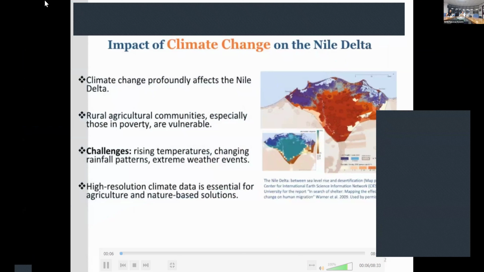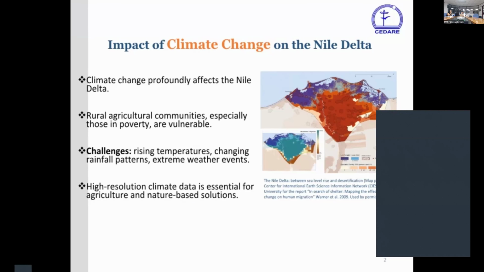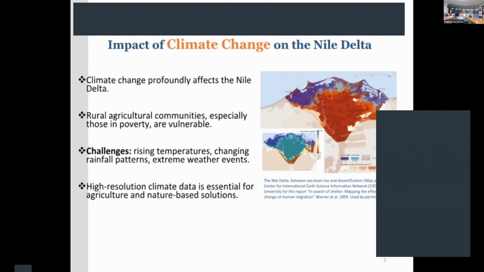The Nile Delta is already facing the profound effects of climate change, which is particularly detrimental to rural agricultural communities. Especially those living in poverty are particularly vulnerable to climate hazards and the negative impacts of long-term natural resource stresses on agricultural and water management systems. The agriculture and water resources face significant challenges due to rising temperatures, changing rainfall patterns, and more frequent extreme weather events. High-resolution climate data is crucial for managing these challenges, especially in agriculture and the development of nature-based solutions.